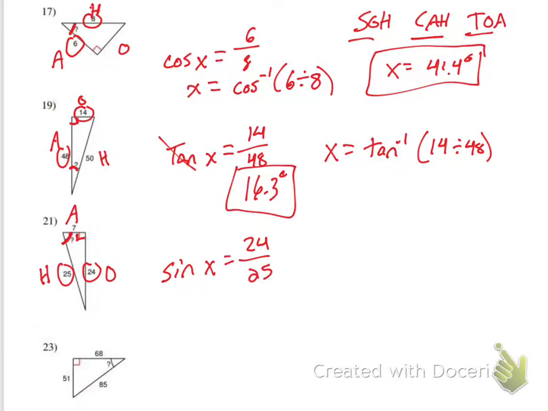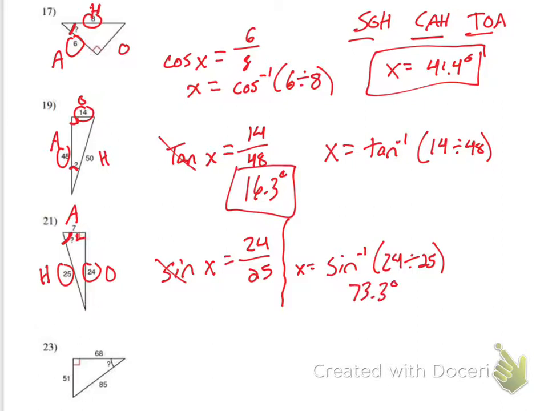From there, I want to get rid of the sine, so I do the inverse of sine to both sides. So x is equal to sine -1, 24 divided by 25. In my calculator, I do 24 divided by 25, and I get 73.3. So that'd be 73.3 degrees.